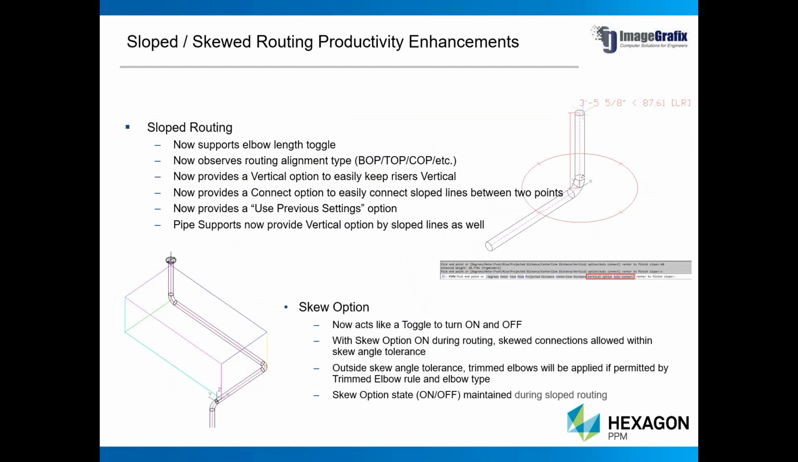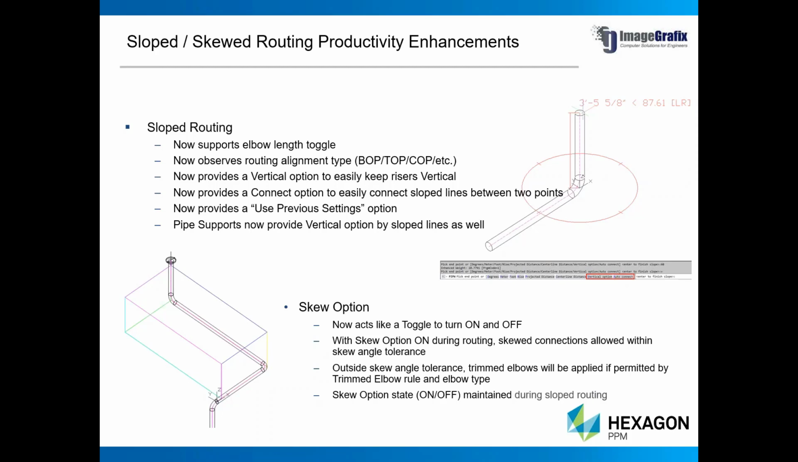Now sloped or skewed routing productivity enhancements. Here we have the sloped routing. This supports elbow length toggle, observes routing alignment types like BOP, TOP and COP, provides a vertical option to easily keep risers vertical, provides a connection option to easily connect sloped lines between 2 points, and provides a use preview settings option, which is available in your command prompt itself to choose.